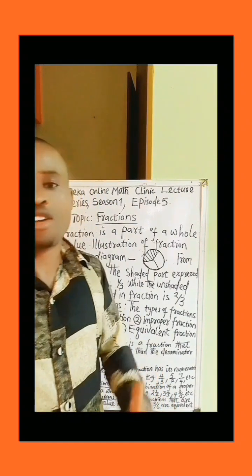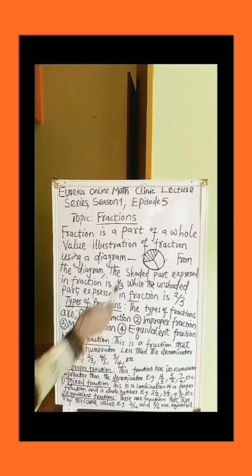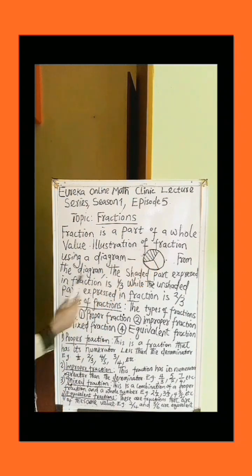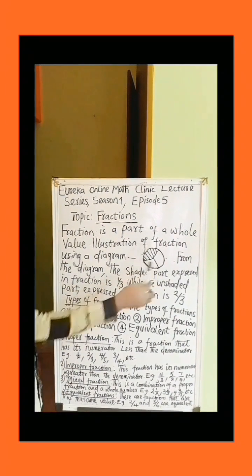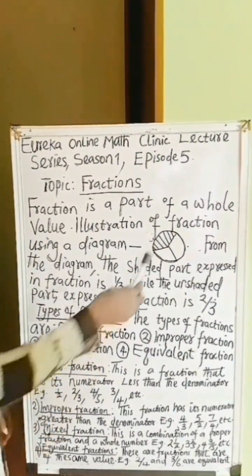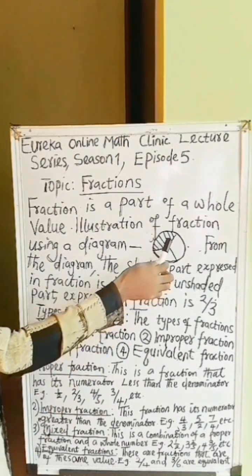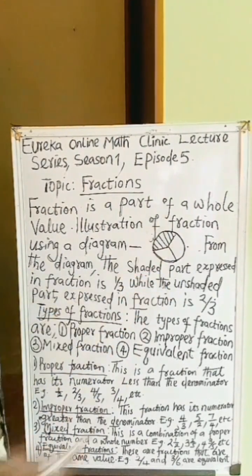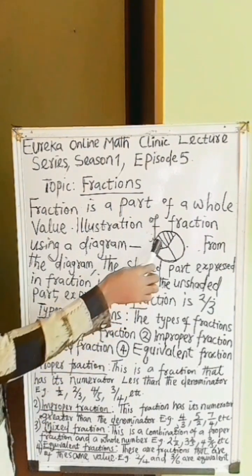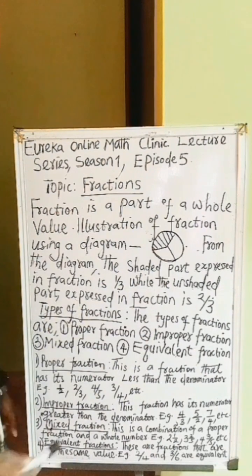What is a fraction? A fraction is a part of a whole value. Illustration of a fraction using a diagram. This is the diagrammatical illustration of a fraction for a better understanding of it. Now, this is a lump of orange. We divided this orange into 3 parts. One of the 3 parts is shaded, while the 2 parts are unshaded.